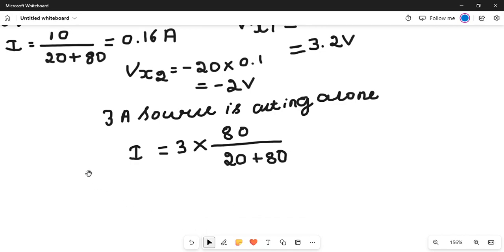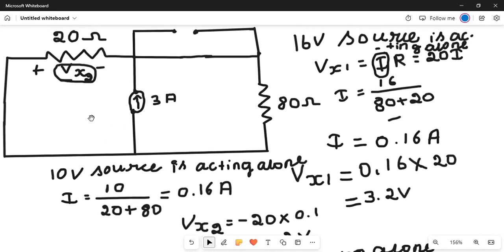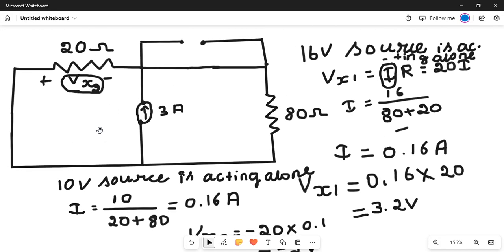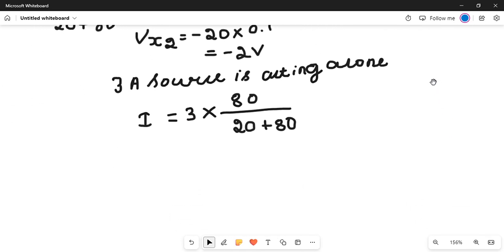So I'll just showcase to you again. So what is my current divider rule? I is equal to the given current Ia into R2 divided by R1 plus R2. So this is the current given, 3, into this 80, that is R2, divided by this R1, that is 20, plus this 80, right? 3 into 80 divided by 20 plus 80. Yes. So now let me try to solve with respect to this.